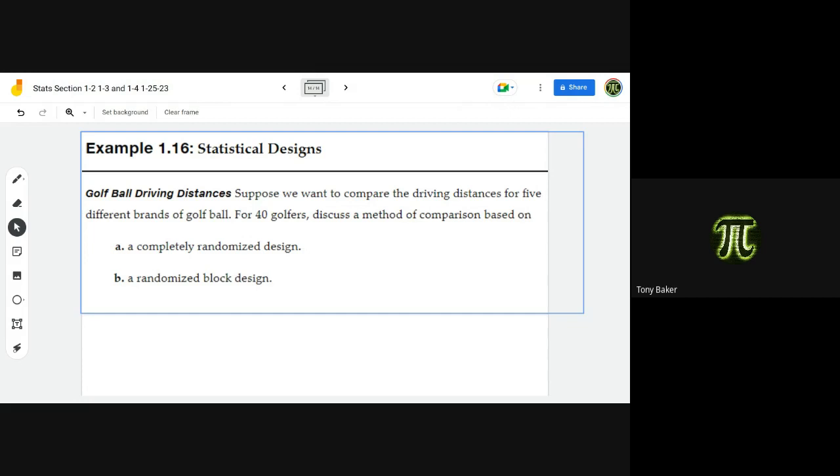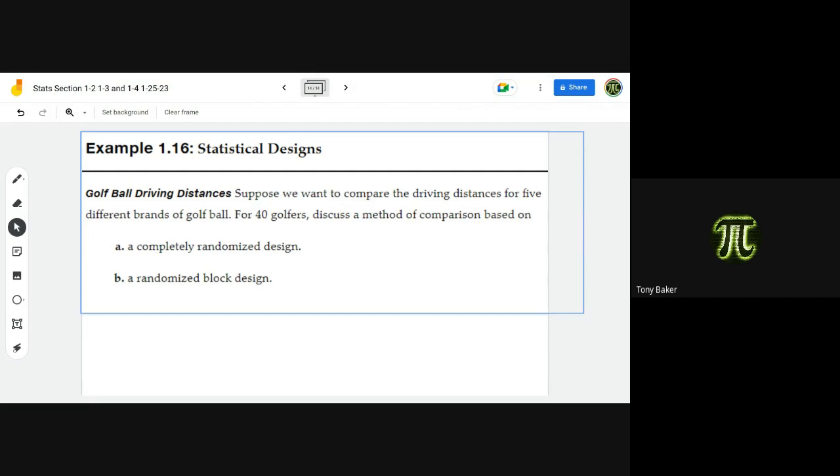Because what would make a difference in the golf? Like if I had one golfer just use their one brand of golf ball. If I just had the golfer use the one that they liked and they randomly select the 5 golf balls and they just use that one. What are some things that could come into play? You'd be biased.